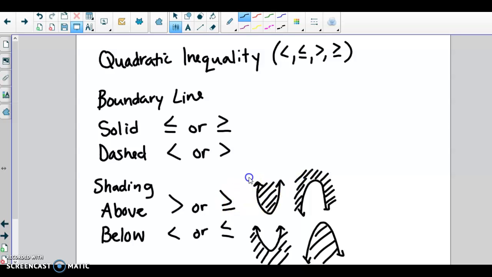So think about whether you have a bowl or a roof or an umbrella. Like where would the water fall above? If it was above the bowl, it would fall in the bowl. If it was above the umbrella, it would fall on top of the umbrella. So think about what that shading above means. And then just the opposite, if it's a less than or equal to, we're going to shade below.